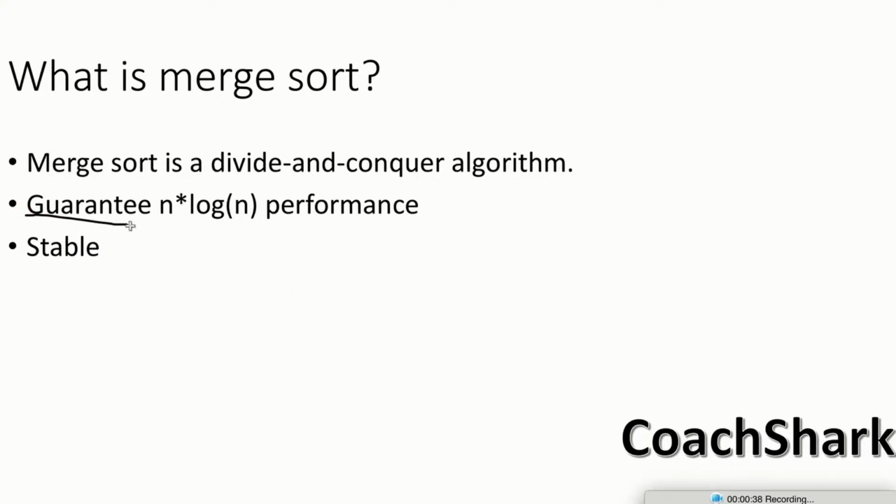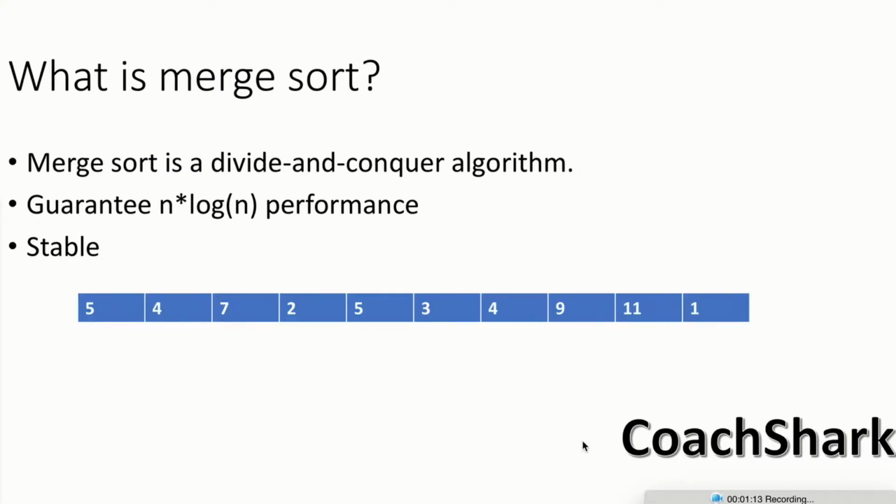Merge sort guarantees n log n performance for any type of input, if we compare it with quick sort, which gives us a worst case running time of n squared. Merge sort is a stable sort. So what does stable mean?